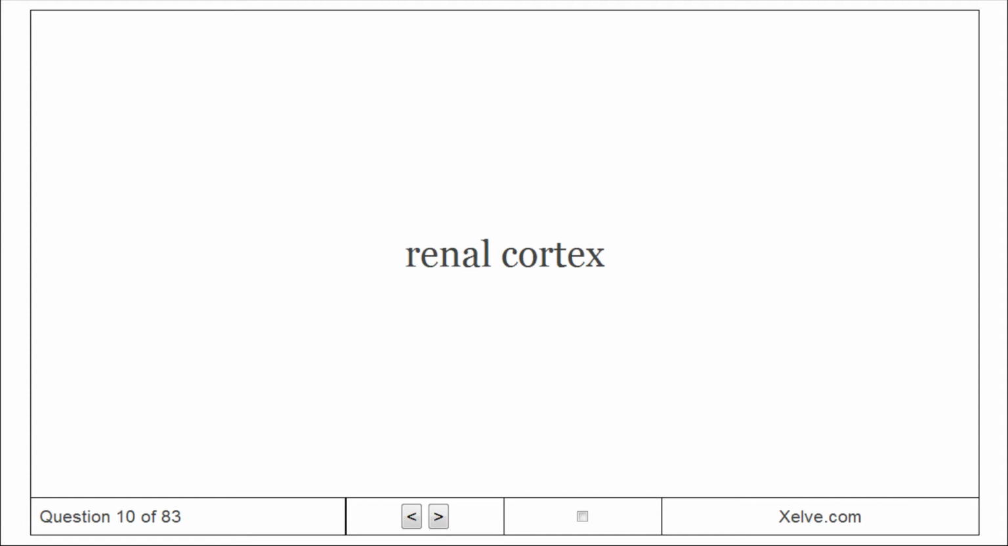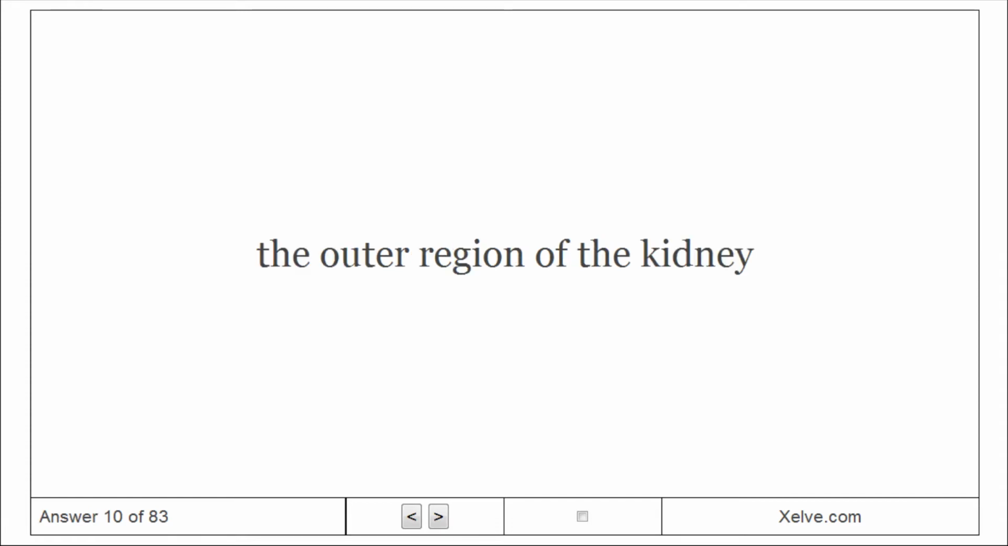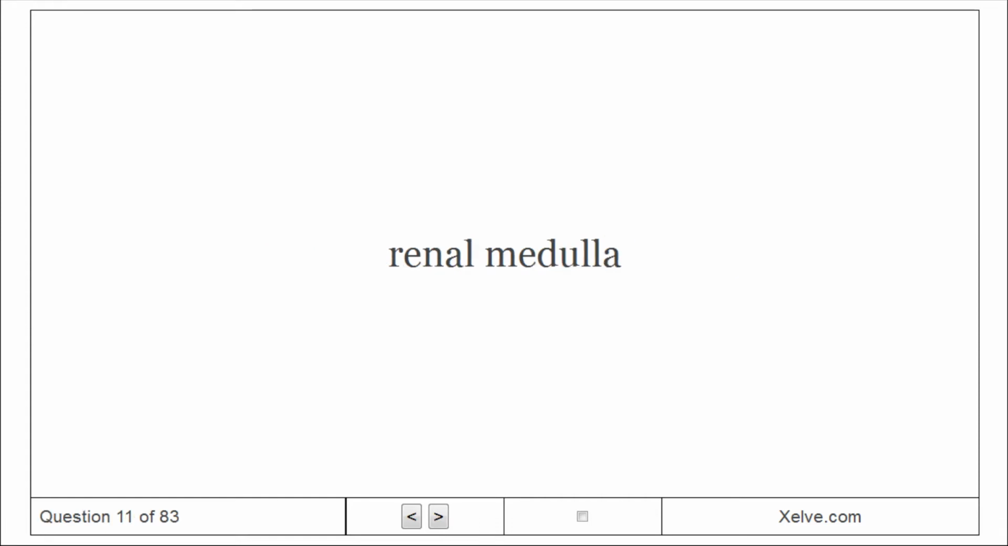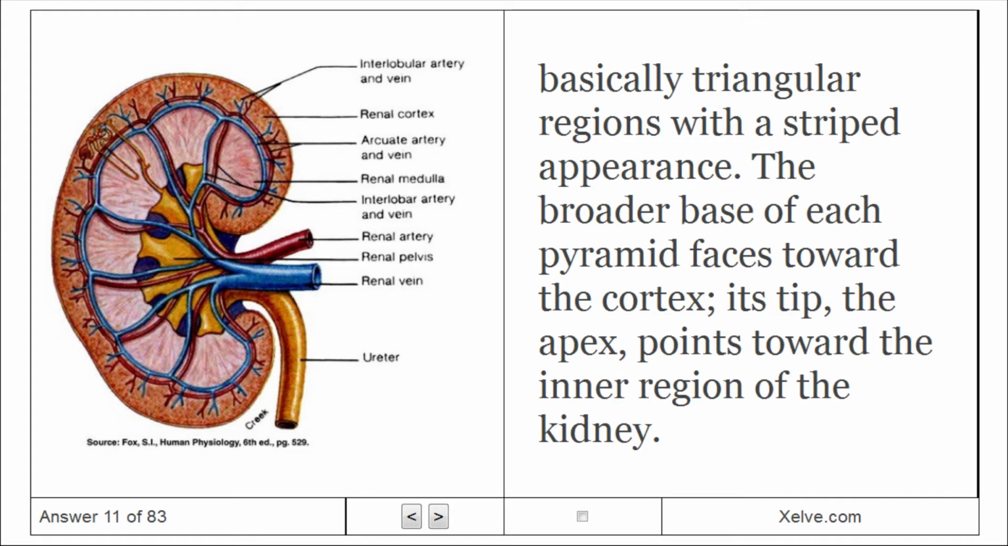Renal cortex. The outer region of the kidney. Renal medulla. Basically triangular regions with a striped appearance. The broader base of each pyramid faces toward the cortex. Its tip, the apex, points toward the inner region of the kidney.